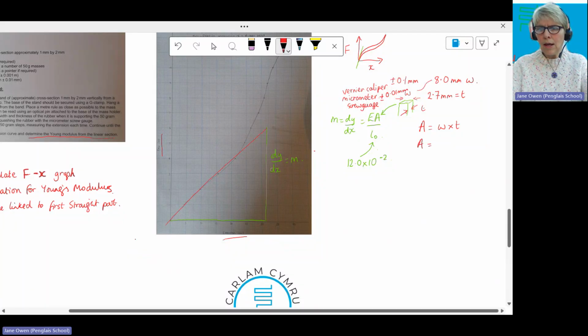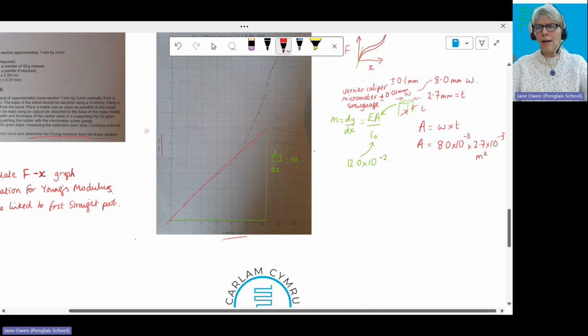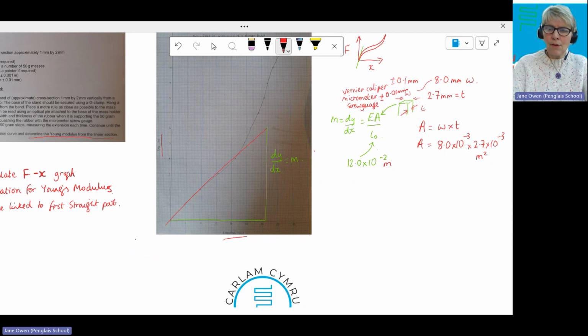So A equals 8.0 times 10 to the minus 3 times 2.7 times 10 to the minus 3 to get it into meters squared. Otherwise, you're not going to have consistent units for your Young's modulus. There's too much to go wrong, so you might as well just convert it into meters at source for the W and the T, and then times them together. I've got my L0 in meters because I converted from centimeters into meters.